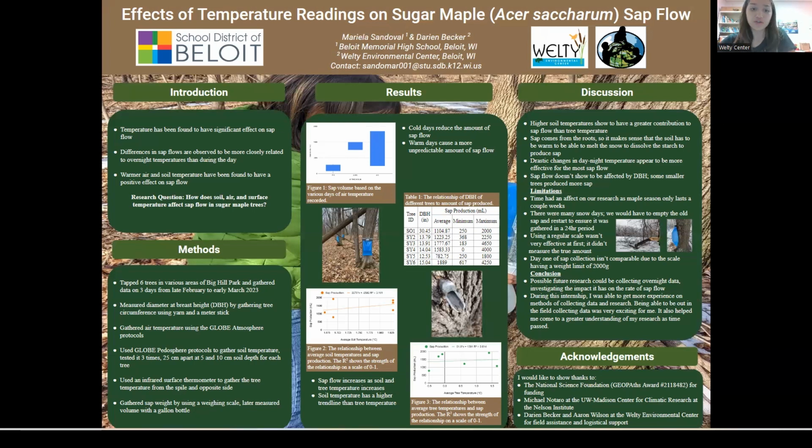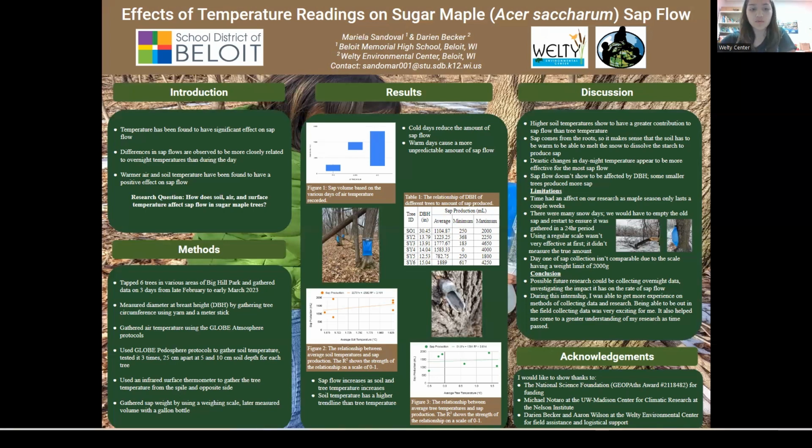And so based on that information, we can conclude that soil temperature shows to have a greater contribution to sap flow than tree temperature. This makes sense because sap comes from the roots, so if the soil is too cold, it won't be able to bring in the moisture and dissolve the starches needed to produce sap. Therefore, drastic changes in day to night temperatures are found to be more reliable for the sugar maples, who needed to know when it would be the ideal days to collect sap.